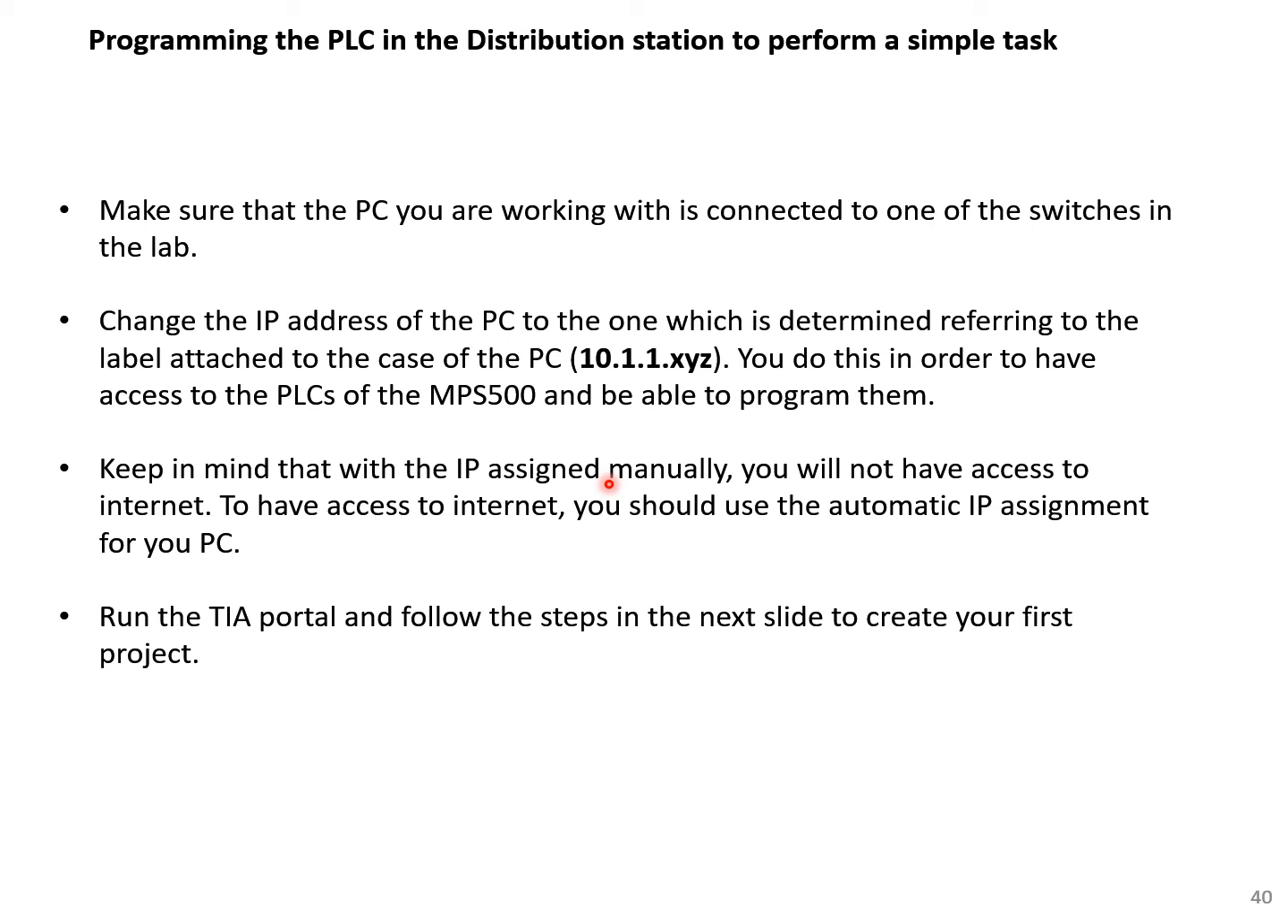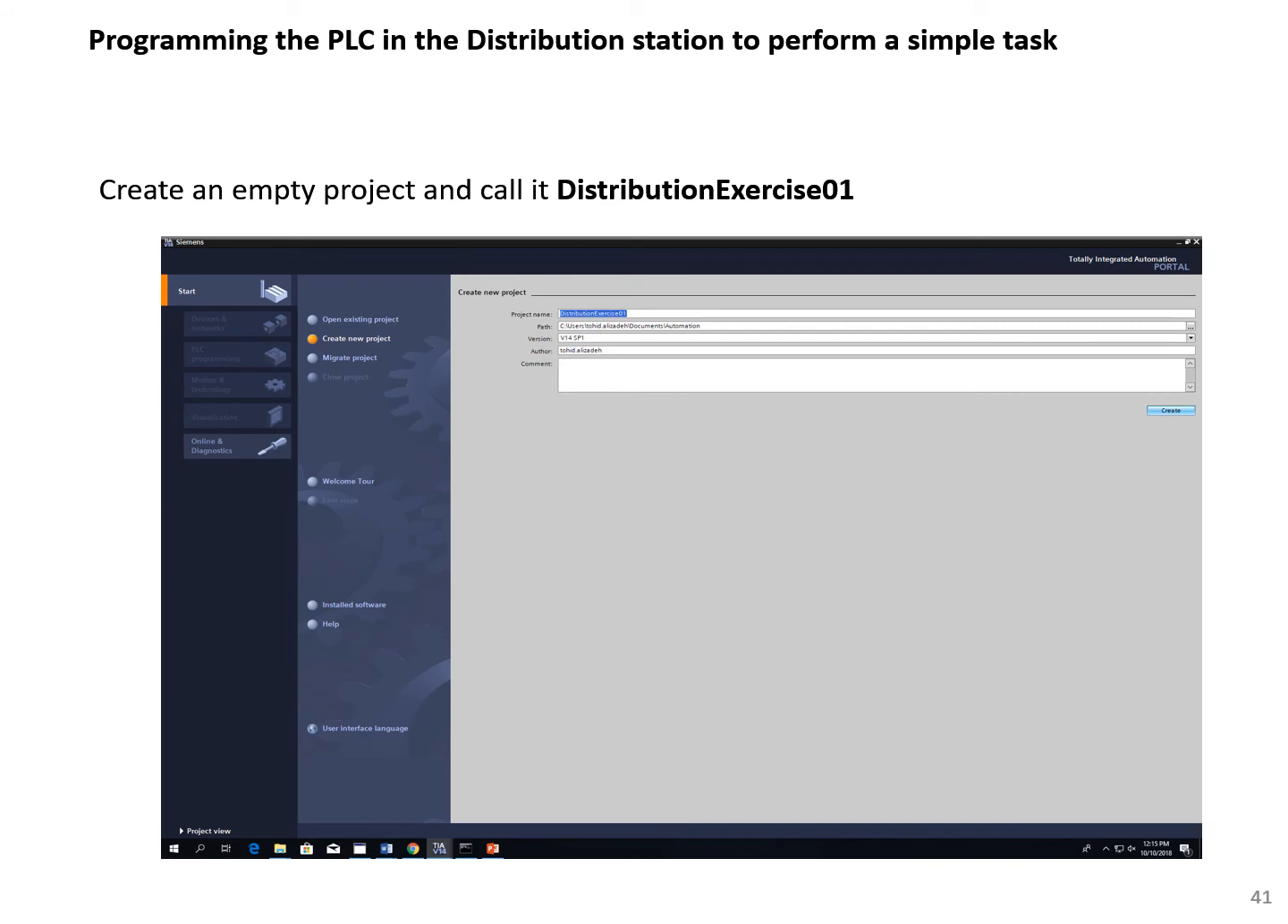Run the TIA portal and follow the steps in the next slide to create your first project. So again, the first 3 bullet points are important on a real device. Since you're using PLC SIM, you don't need to be worried about them. Now from the next slide, you will start to open the TIA portal and create the project. So far you should have installed the TIA portal on your PC. Create an empty project and call it distribution exercise 01.